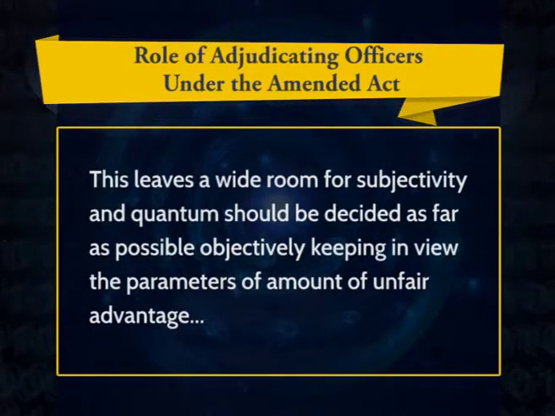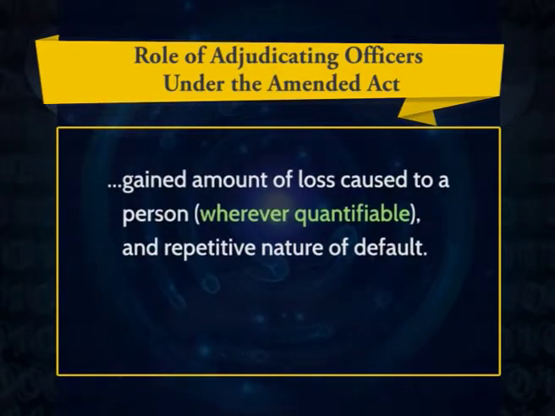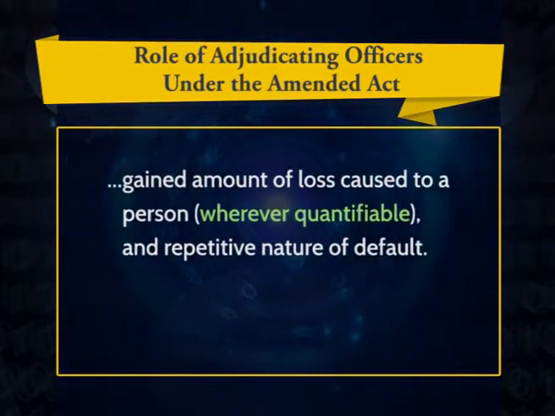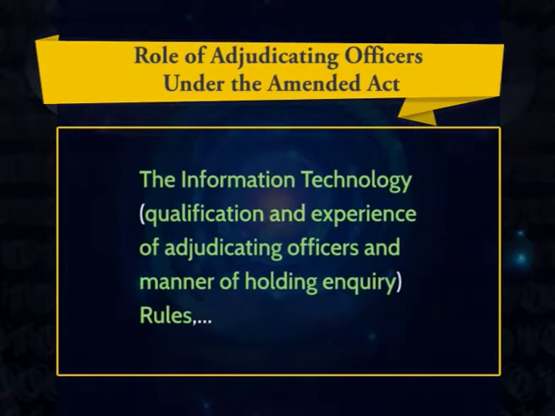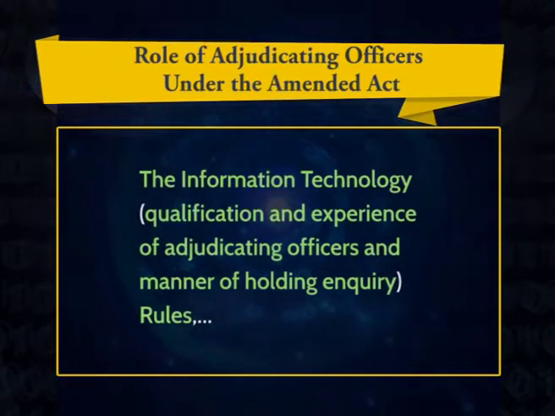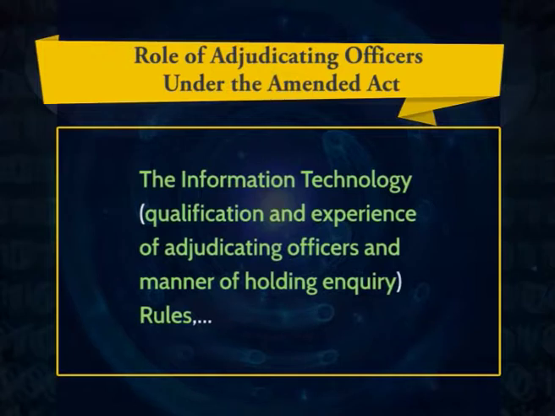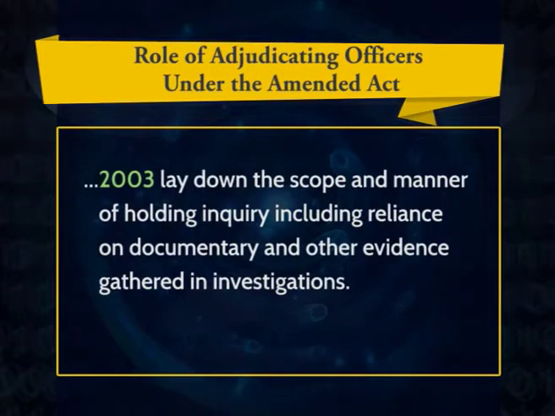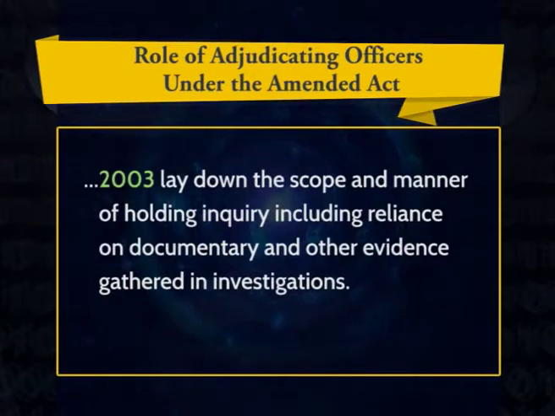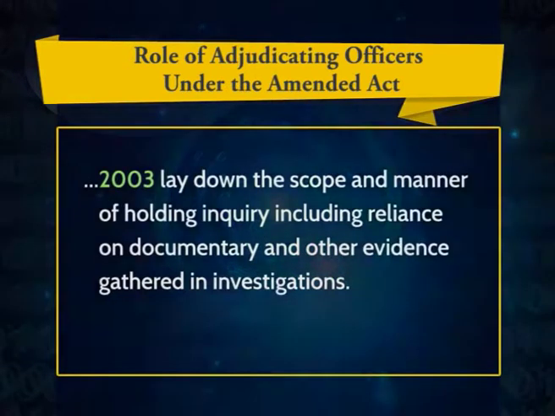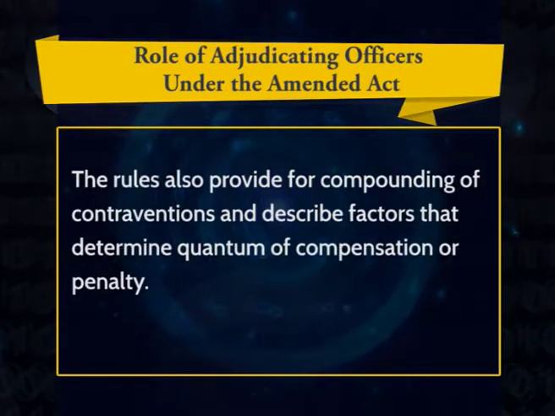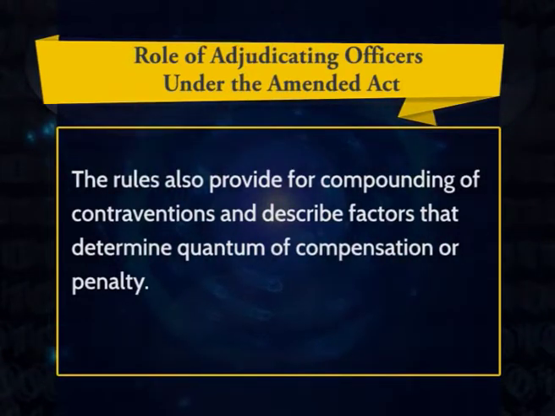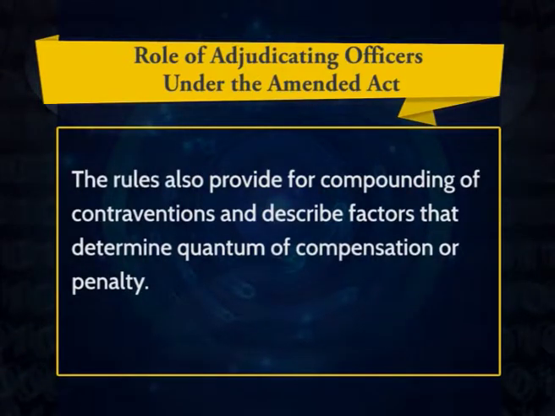the parameters of the amount of unfair advantage gained, the amount of loss caused to a person wherever quantifiable, and the repetitive nature of default. The Information Technology (Qualification and Experience of Adjudicating Officers and Manner of Holding Inquiry) Rules 2003 lay down the scope and manner of holding inquiry, including reliance on documentary and other evidence gathered in the investigations. The rule also provides for compounding a contravention and describes factors that determine quantum of compensation or penalty.